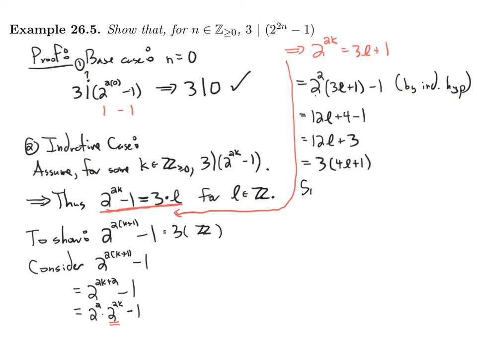So what does that tell us? Since 4L plus 1 is indeed an integer, it tells us that 3 divides, or 3 is a factor of, 2 to the 2k plus 1 minus 1. And there's our induction there.